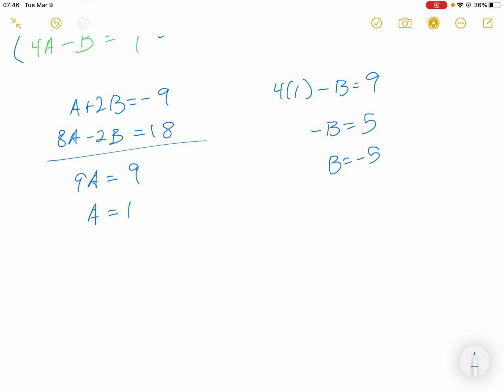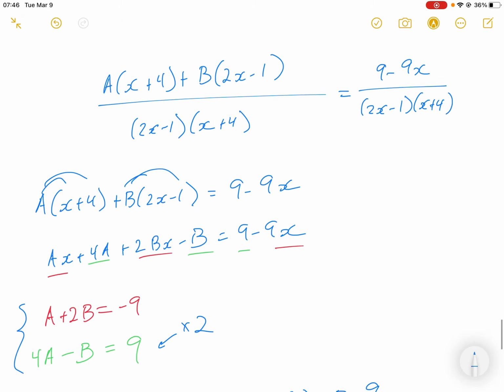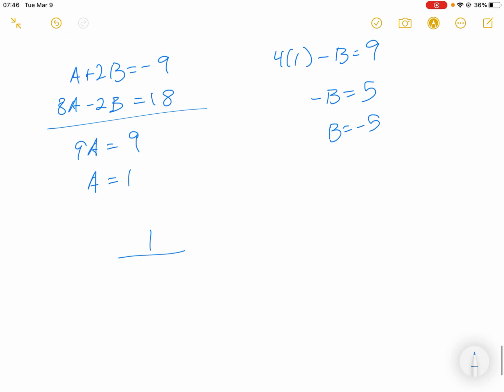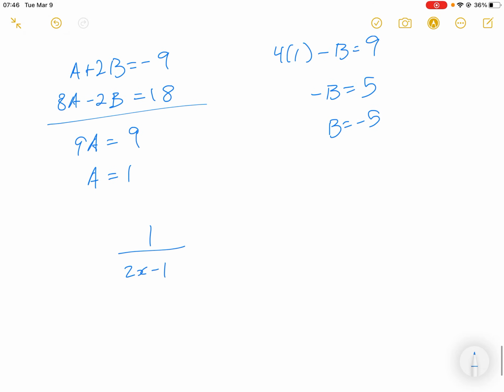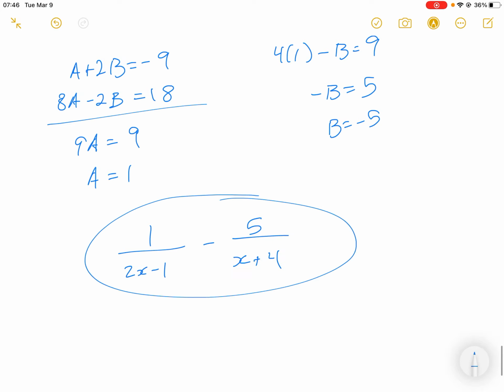Subtract 4 from both sides, negative b equals 5, so b equals negative 5. And so then my final answer is going to be 1 over, let's see, what was that? 2x minus 1. And minus 5 over x plus 4. And that's it. So that is partial fraction decomposition. It's taking a rational expression and then breaking it down into two separate parts. It makes it easier in calculus to do something called integration if you can break large, messy terms into single terms that you can deal with.